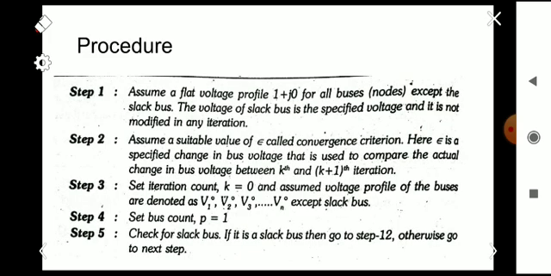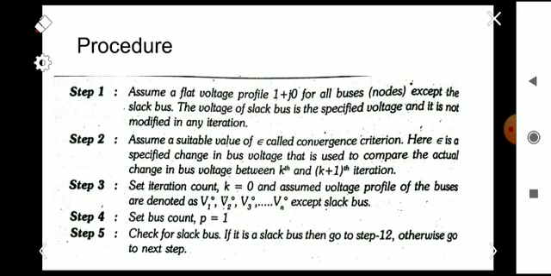Sometimes in the question they may not ask to find the slack bus power, so in that case you need not compute these entire equations. We can simply write the entire procedure for the Gauss-Seidel method using some steps. At least try to learn these steps. There are around 13 steps, so if you can learn these steps, it will be better.